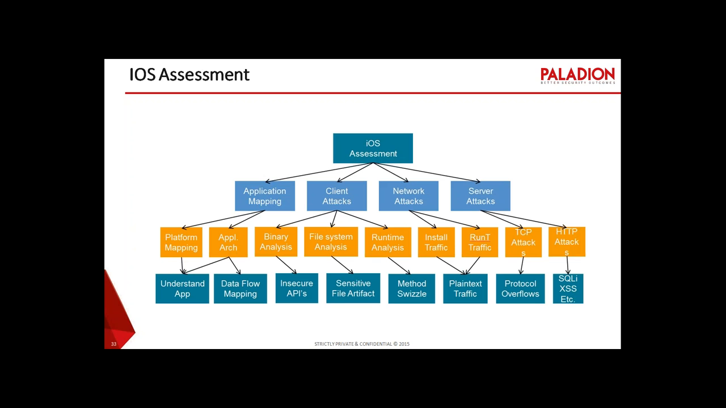So this is a basic structure of an iOS assessment. First is application mapping, client attacks, network attacks, and server attacks. Platform mapping, application architecture, understand the app, data flow mapping, binary analysis, file system analysis, runtime analysis, install traffic, run traffic, TCP stack. So let us ignore network and server attacks, because they will be almost similar for web-based attacks. Application mapping and client attacks is what we need to see and understand.